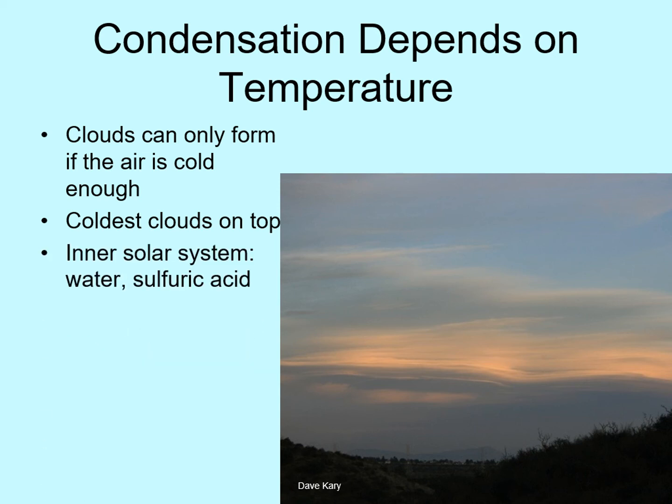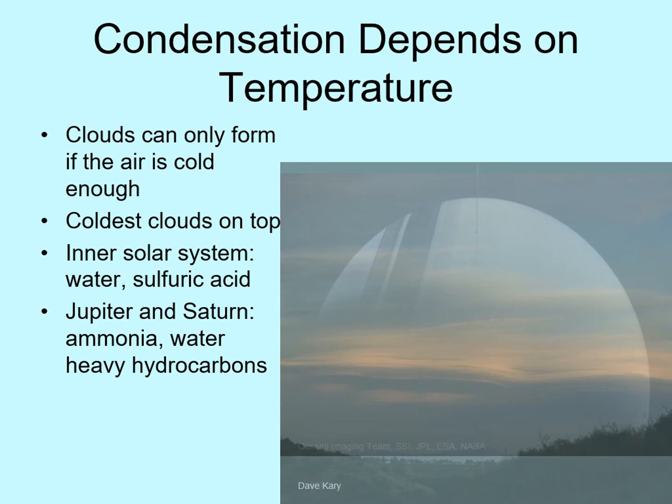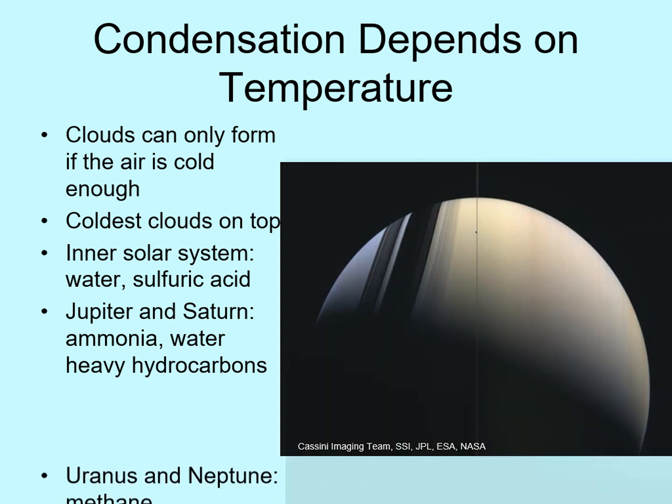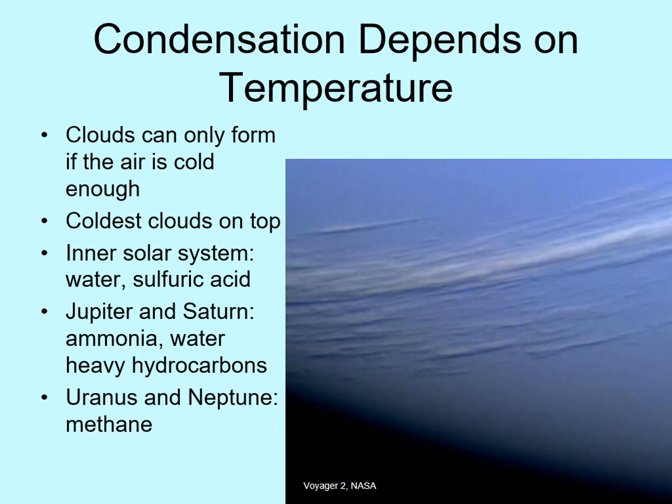In the inner solar system, where the temperatures are warmer, water and sulfuric acid form clouds. Further from the Sun, Jupiter and Saturn have clouds of ammonia, water, and some large complex hydrocarbons that can form hazes. Still farther away, methane condenses in the atmospheres of Uranus and Neptune. These worlds may also have water and ammonia clouds, but if so, they're too deep in the atmosphere to see.